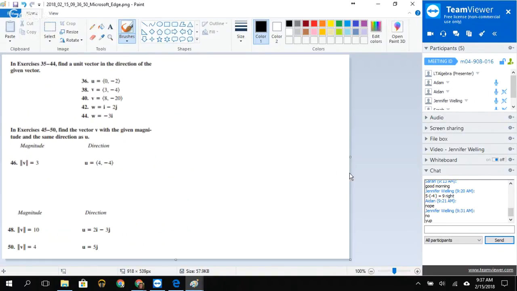All right, so in 35 through 44, we're going to find a unit vector in the same direction of the given vector. So we already talked about the standard unit vectors, which are i and j, 0 and 1 unit long. But we're going to find another unit vector in the same direction of our vector. So we have number 36, we have vector u at 0, -2. Okay, so we want to find a unit vector that is in the same direction of this. So what we're going to do is actually use this formula.